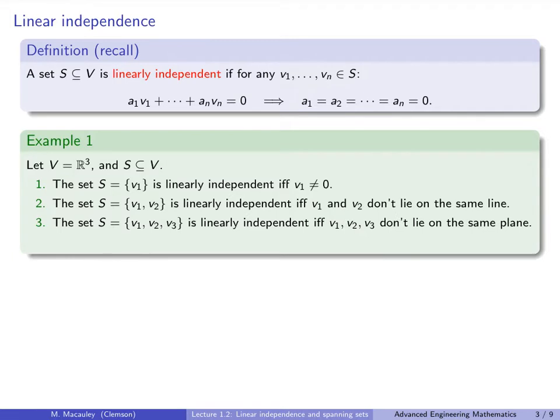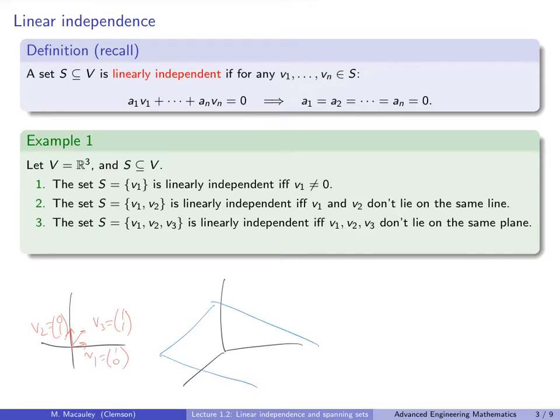The third example, a set S of 3 vectors in R3 is linearly independent if and only if those vectors do not lie on the same plane. Now, this is similar to an example that we saw a few slides ago where V1 was (1, 0), V2 was (0, 1), and V3 was (1, 1). Remember, this was a linearly dependent set. The same thing holds in, say, 3 dimensions.